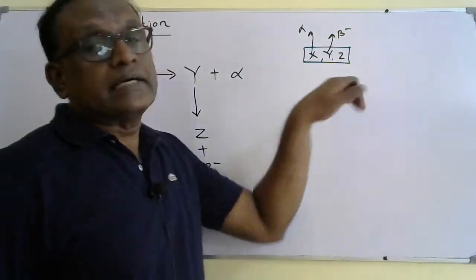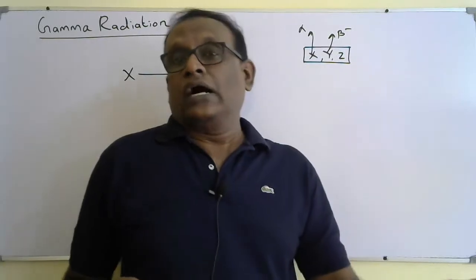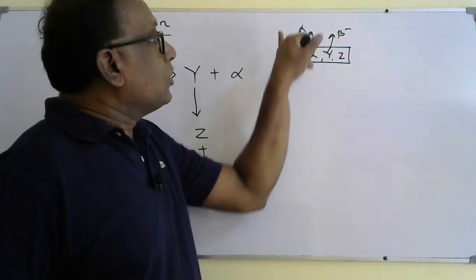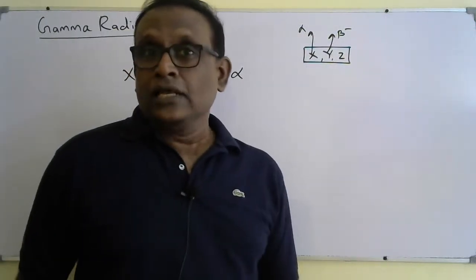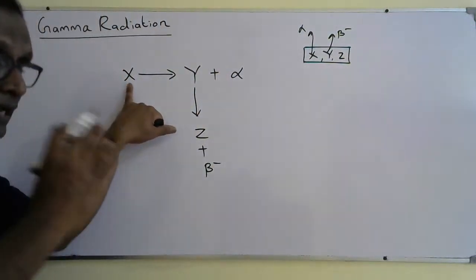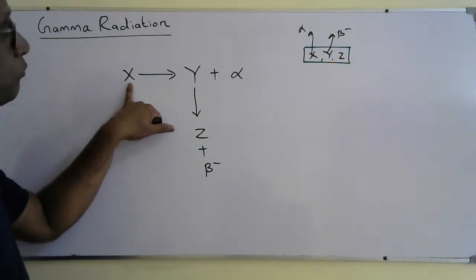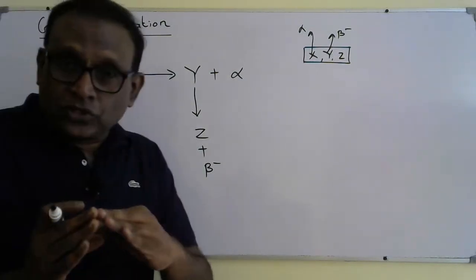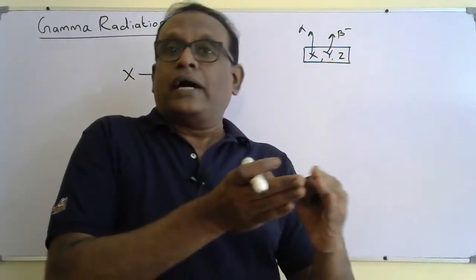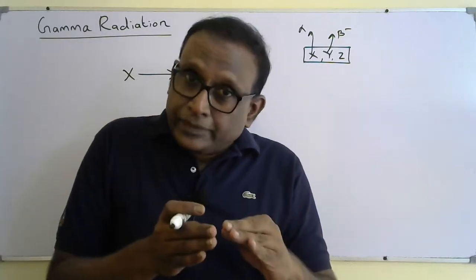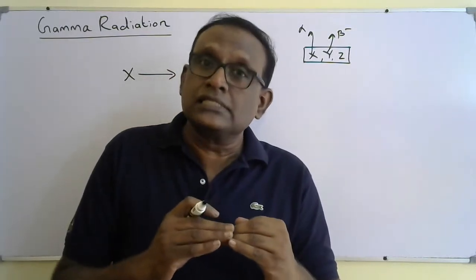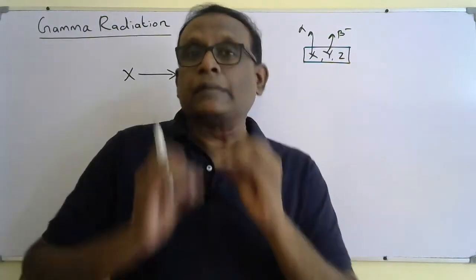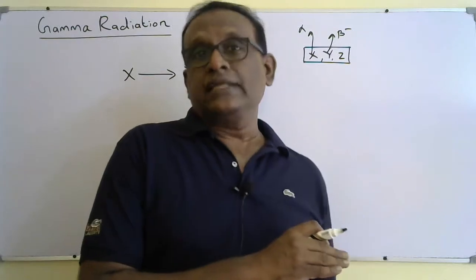So when you use a GM counter, Geiger-Müller counter, to check what type of particle is being emitted, you might detect all three particles. But remember that one type of nucleus won't emit both alpha and beta minus. One particular type of nucleus will emit one type of particle, either alpha or beta. After emission of alpha or beta, when the daughter nucleus goes to an excited state, yes, it can emit gamma, but one type of nucleus won't emit both alpha and beta.